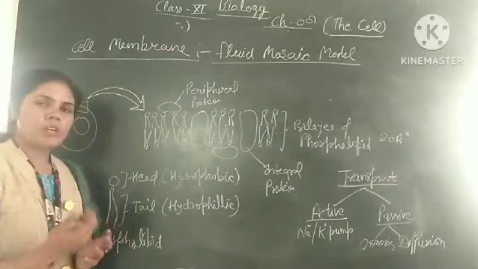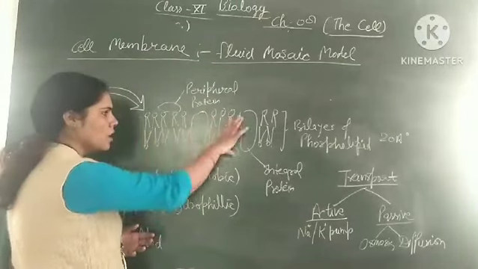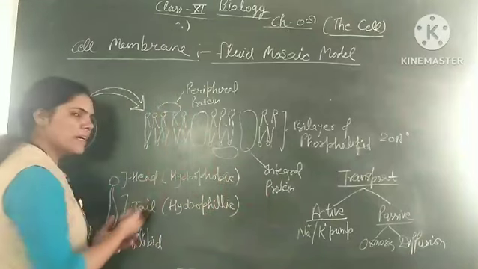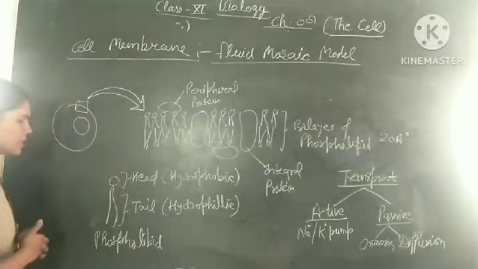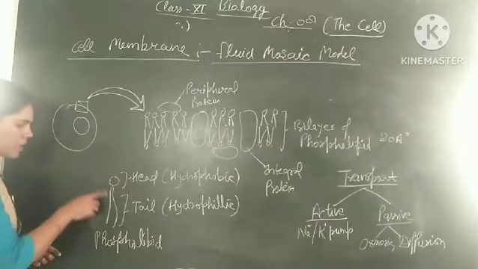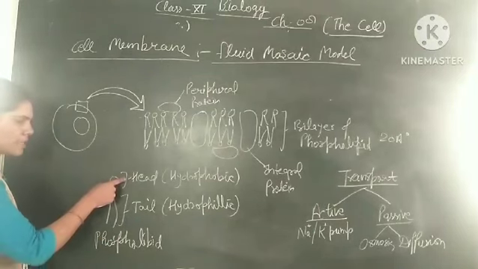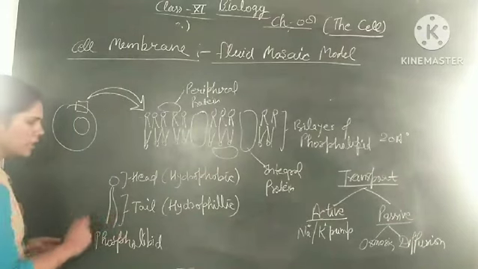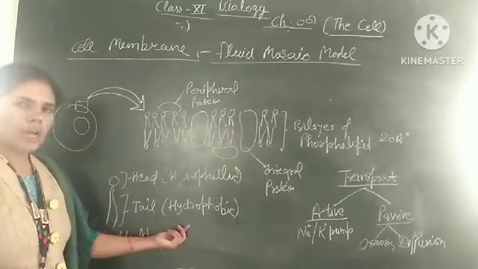Proteins are of two types. The proteins which are found inside the layer are known as integral proteins, and the proteins which are found outside the layer are known as peripheral proteins. Here you can see the structure of a phospholipid. One phospholipid is attached to two chains of lipids. The phosphate is known as the head and the chain of lipids is known as the tail. The head portion is hydrophilic and the tail portion is hydrophobic.